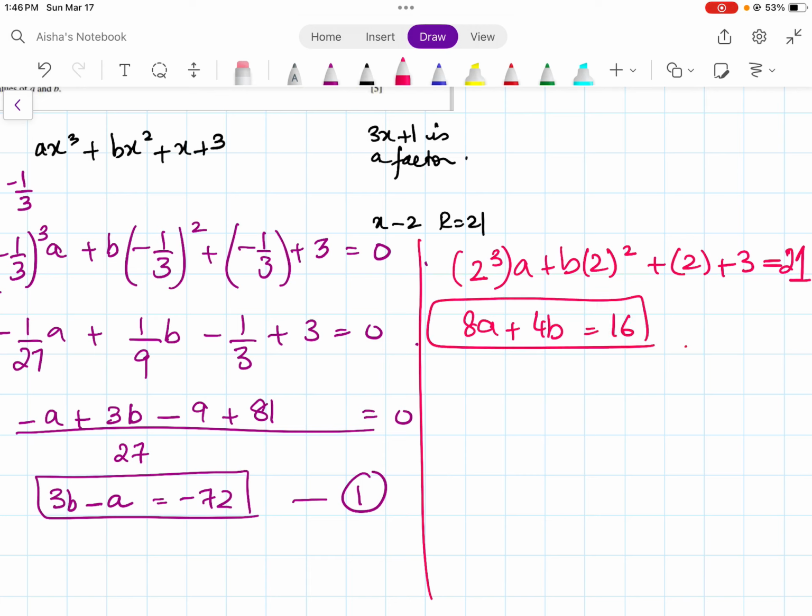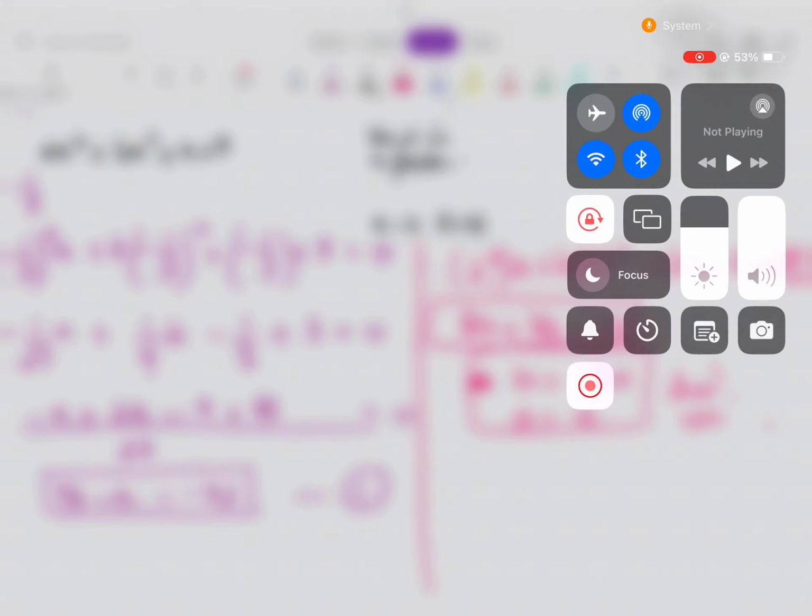Solve these two equations simultaneously. We get the b value is minus 20 and the a value is 12, which are my answers, and that's it in the remainder factors.